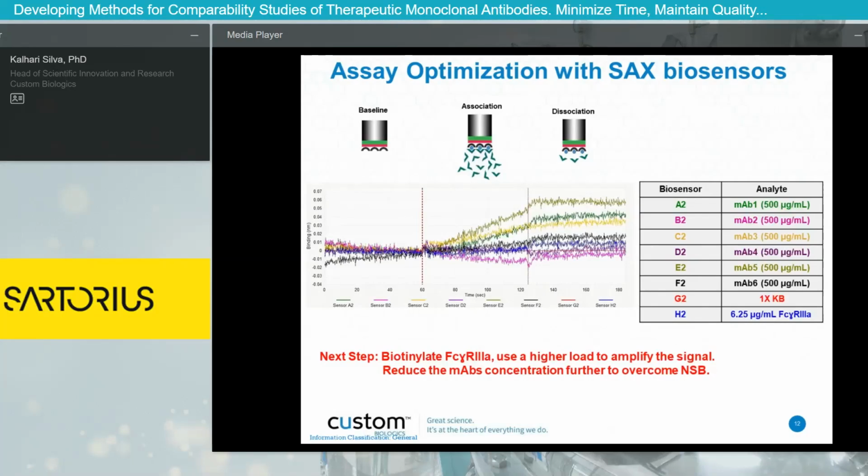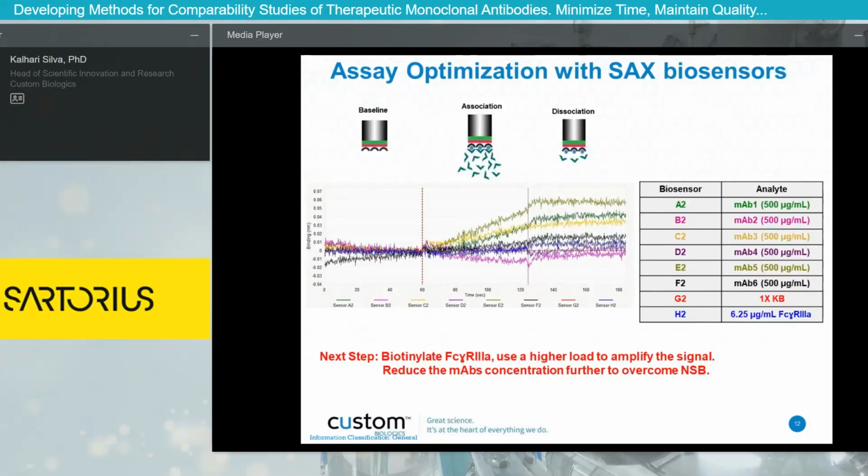So to fast track our optimization efforts and to save on reagents and on our efforts as well, we did not invest time on biotinylation first, because we didn't know whether this approach would be taken or not. So initially, we wanted to see the non-specific binding of all the 6 MABs, 3 arising from each cocktail, to an empty SAX biosensors. So we use the throughput capabilities of the Octet.